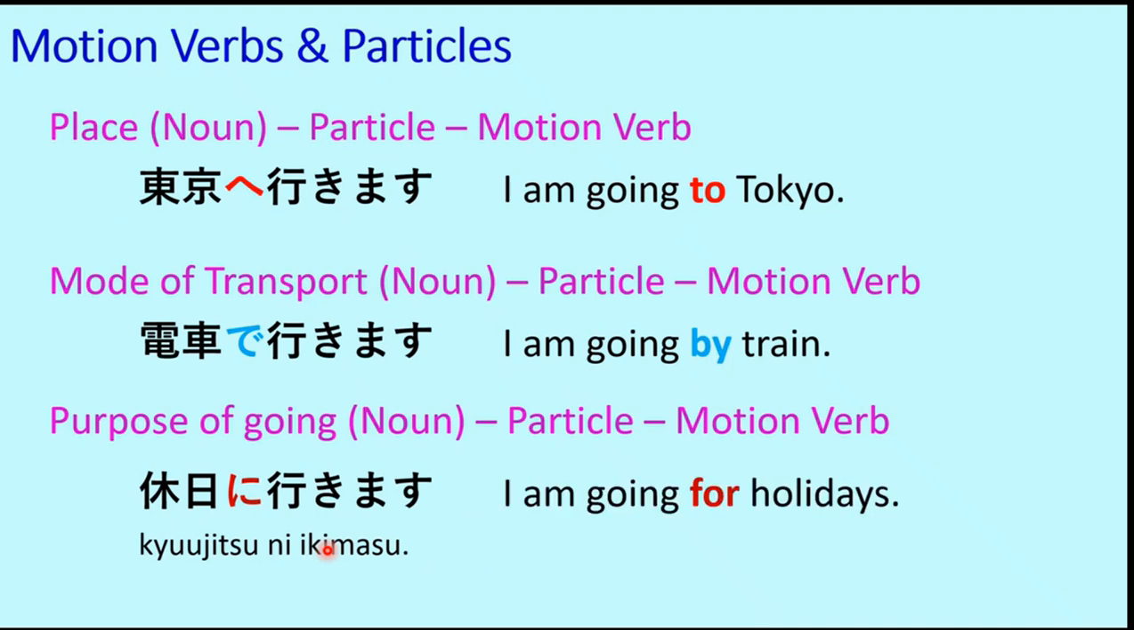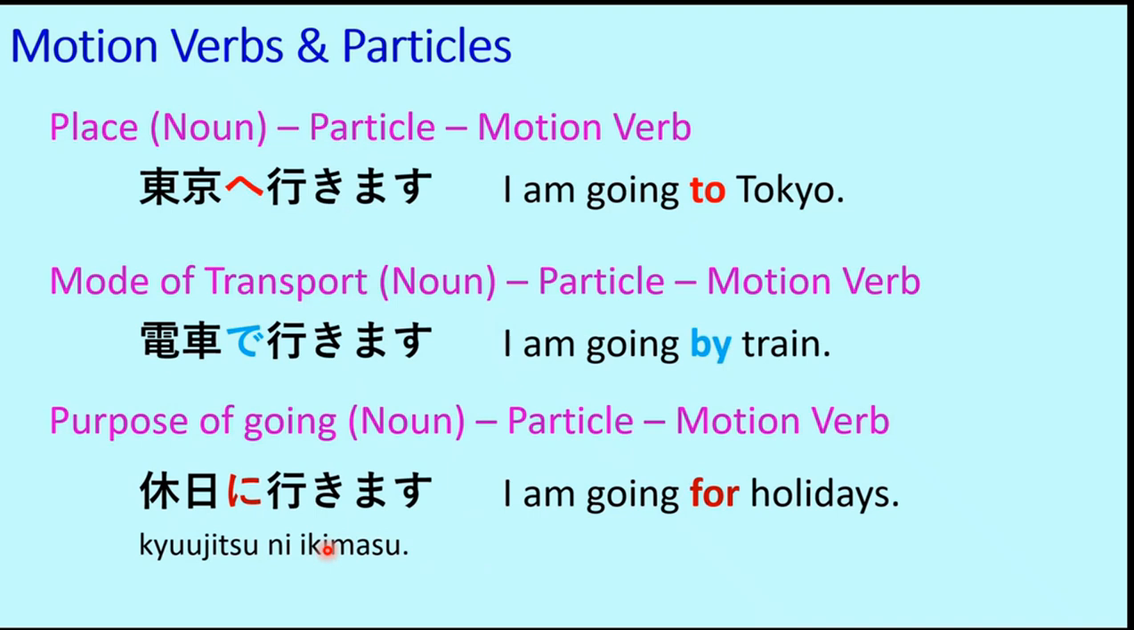So we have three different particles which are used along with the motion verbs to connect them with the noun that precedes it. Tokyo e ikimasu, densha de ikimasu, kyuujitsu ni ikimasu. It is very important to understand the differences between these three sentences. The structure of the sentences is exactly the same, but the connecting particles are different. To summarize, when it is the name of a place, the e particle; when it is the mode of transport, the de particle; and when it is the purpose of going, it is the ni particle.